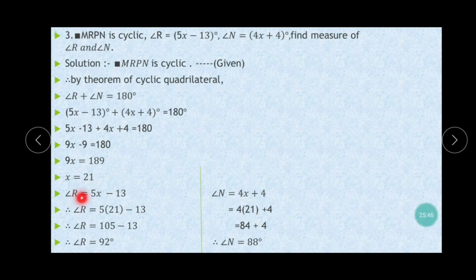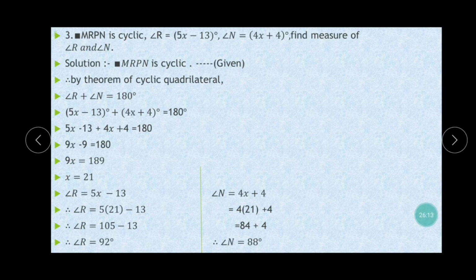So measure of angle R first we'll find out, that is 5x minus 13. So it is equal to 5 into 21 minus 13. When I solve this, I get 92 degrees as the measure of angle R. Similarly, if I calculate the measure of angle N, it is 4x plus 4. So it is 4 into 21 plus 4. When it is calculated, the measure turns out to be 88.